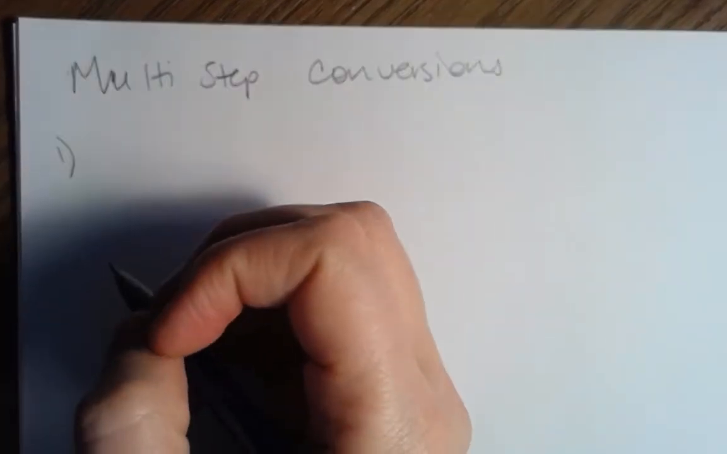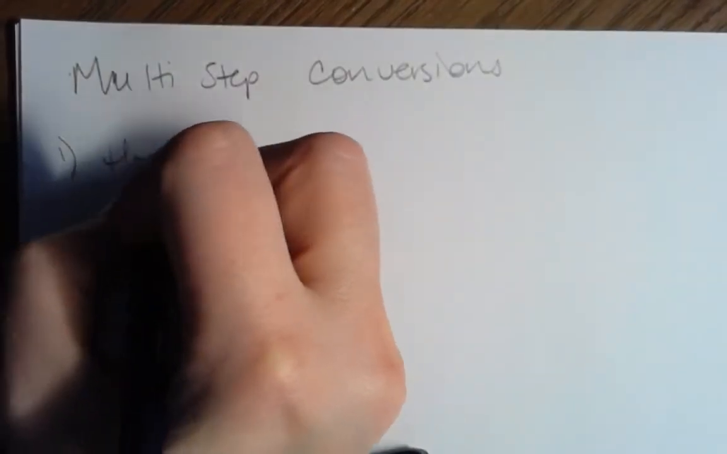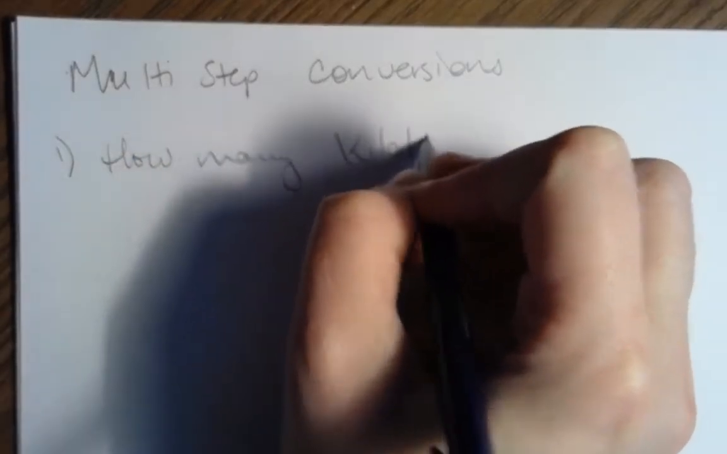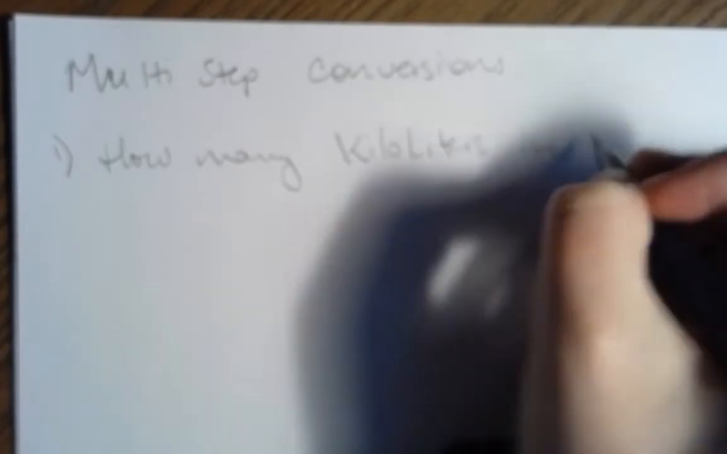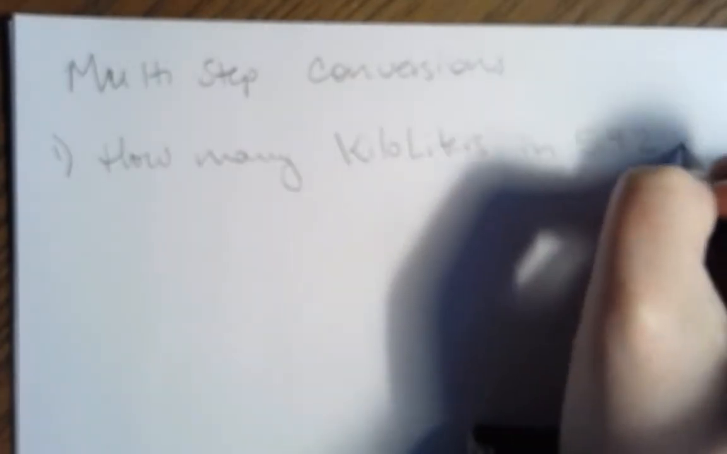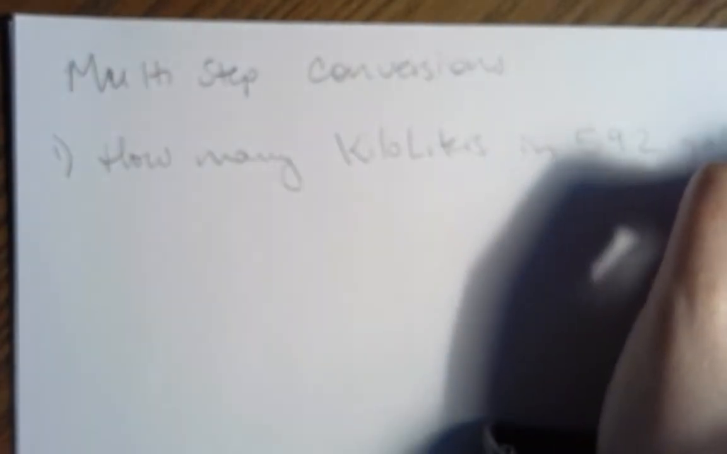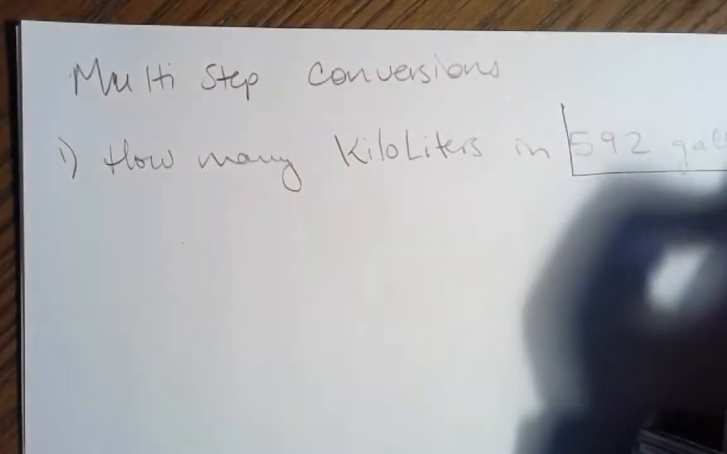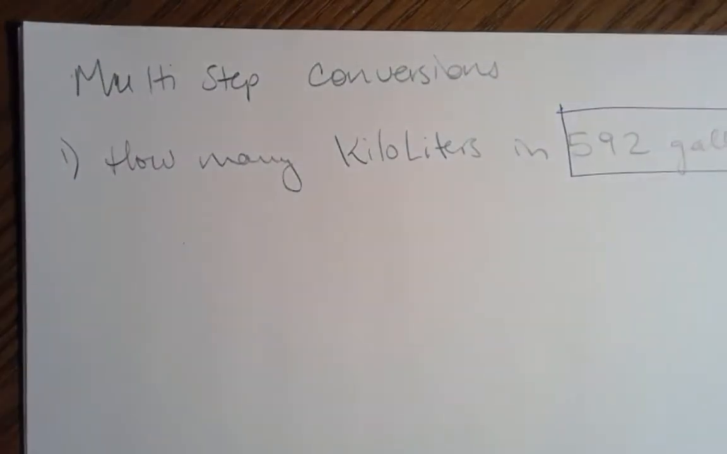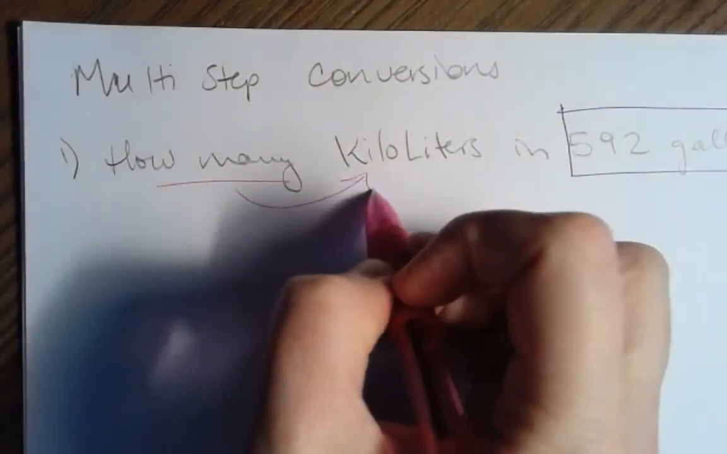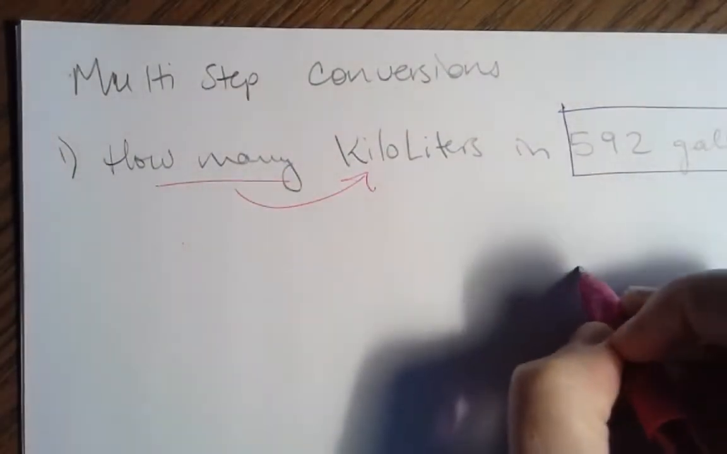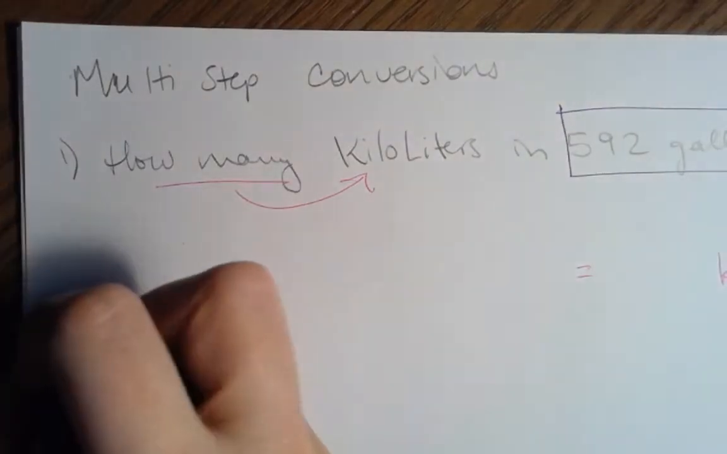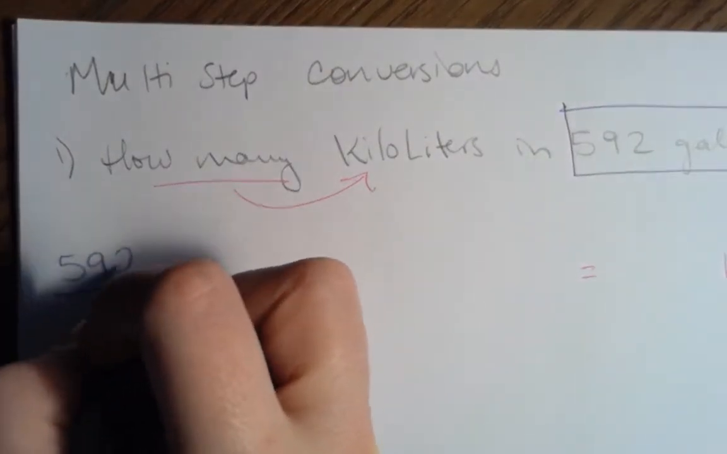How many kiloliters in 592 gallons? Your start number is your number. Your end spot is the how many or how much. You're going to end in kiloliters. You're going to start with 592 gallons.